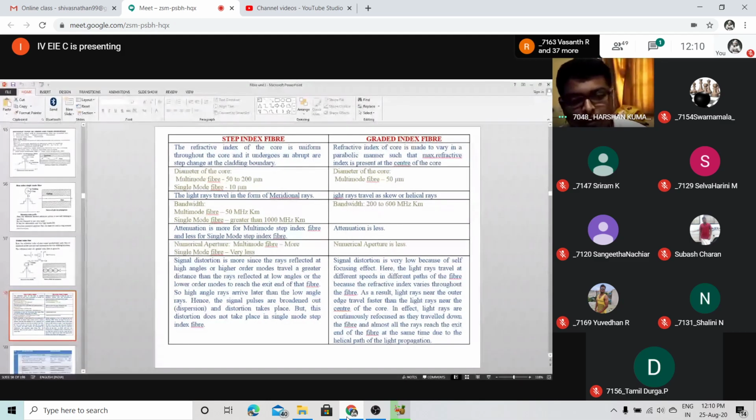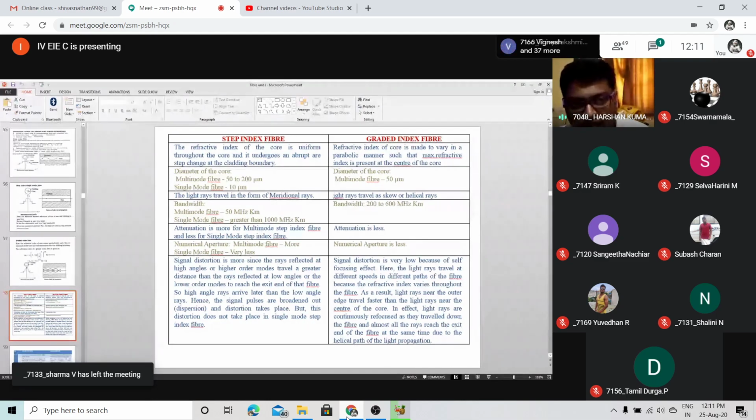And finally, the signal distortion. This signal distortion will be more in case of step index fiber. You know the reason again. It might be the point of not refocusing at all. Whereas in a graded index fiber, you will find dispersion to be zero. It will be focused. So you will find signal distortion to be very low. Clear? These are the major differences that you need to understand in case of step index and graded index fiber.